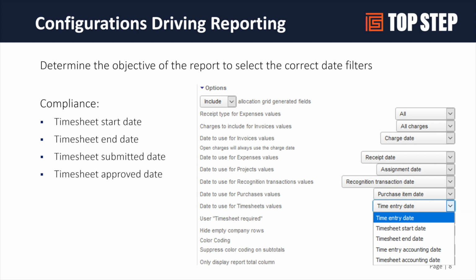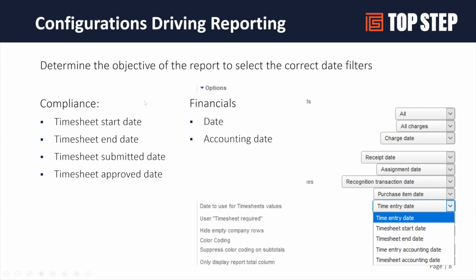It's really depending on what story you're trying to tell and what data you're trying to get out. For example, if you're trying to report on timesheet compliance, generally you'll want to use the start or the end date, potentially the date submitted or the date approved. Those are what we call key dates for compliance. If you're using financial reporting, then it's either the date of the transaction, or if you're using accounting dates, you may want to use the accounting date of the transaction.